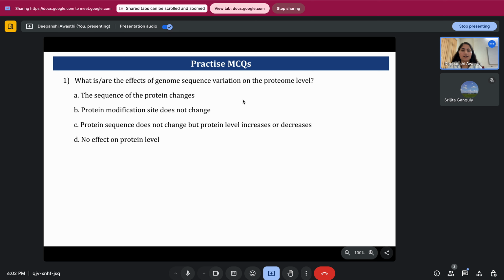It will be better if you also respond to these questions because it has to be an interactive session. So the first question is, what are the effects of genome sequence variation on the proteome level? The options are: A, the sequence of protein changes; B, protein modification site does not change; option C is protein sequence does not change, but protein level increases or decreases; and option D is no effect on the protein level. So you have to tell what the effect of variation in the sequence of a genome is and what impact it has on the proteome level. You can type in the chat box or you can also reply.